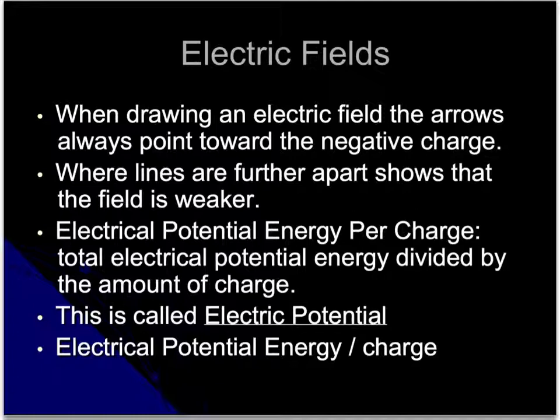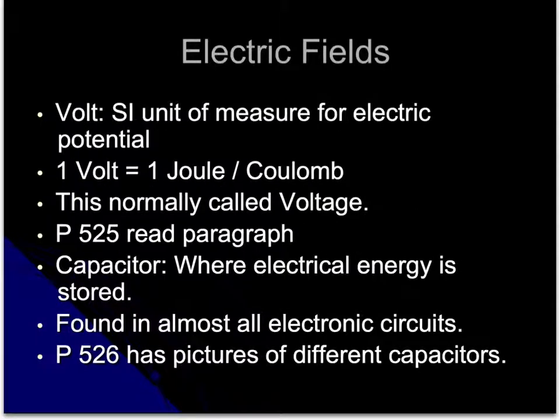I'll show you pictures. Electric potential energy per charge is the total electric potential energy divided by the amount of charge. This is called electric potential, or we also call it potential difference. I call it potential difference probably more than anything else. The unit for potential difference is the volt. Voltage, that's a joule per coulomb, so your energy or work per charge. They're normally called voltage. On page 525, I want you to read about that.